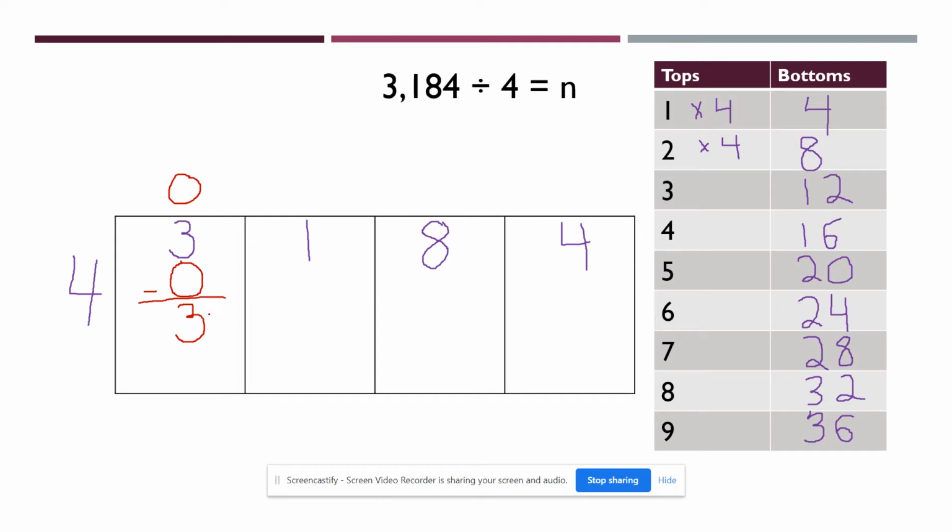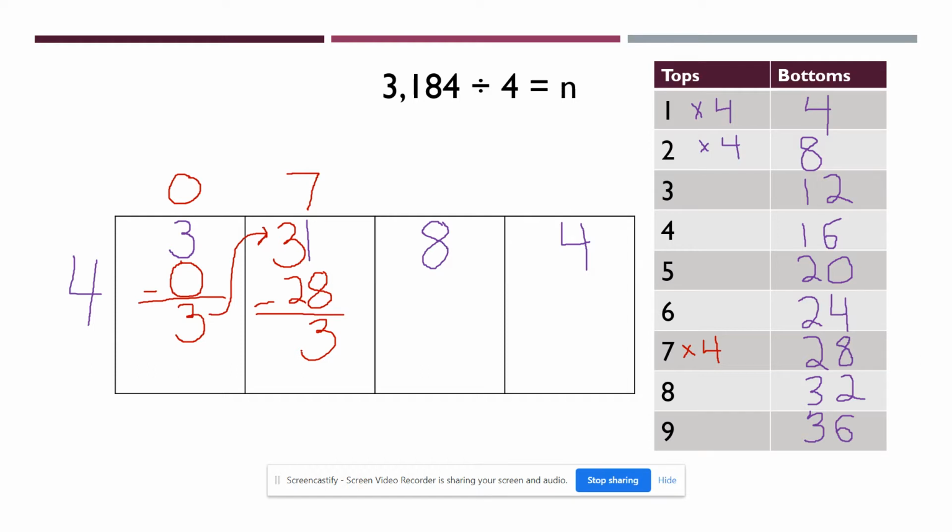Now what I'm going to do is take these 3 thousands and break them into 30 hundreds, add it to the one that's there, and I now have 31 hundreds. If I look at this list of multiples, 32 is the closest, but it can't go over. That's not enough. So I have to go to this one, which is 28. 7 times 4 is 28. So on the bottom, I'm going to put 28. And 28 is the 7th multiple. So on top goes a 7. 31 minus 28 is 3.